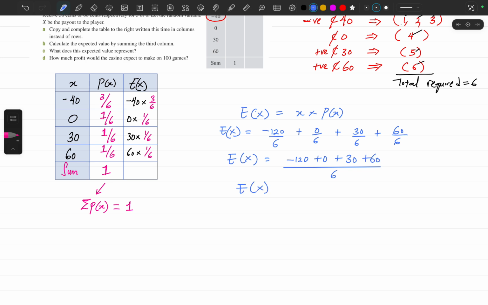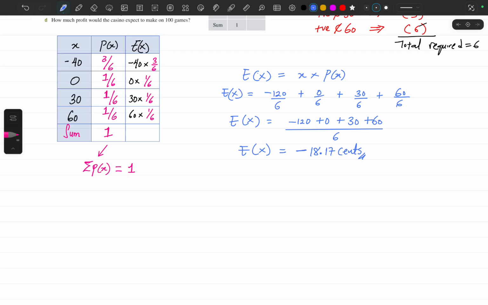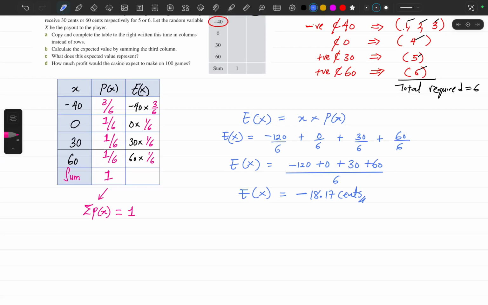So we can take the expected value, and that will be 90, right? That will be minus 120 plus 90. Everything will give us minus 18.17 cents, right? That's what you're going to end up with. So that'll be minus 18.17 cents. Now we have other questions here.